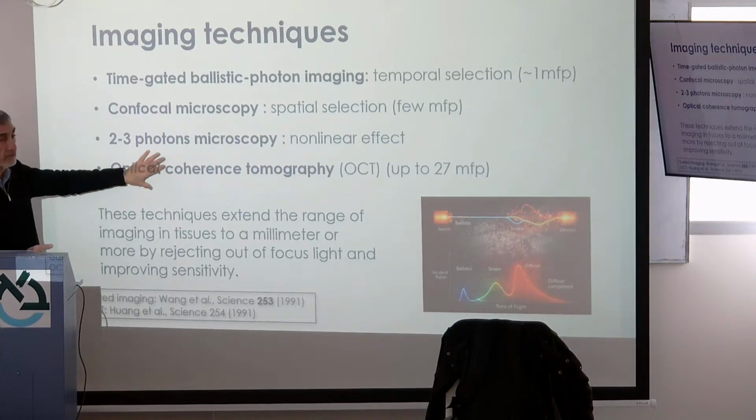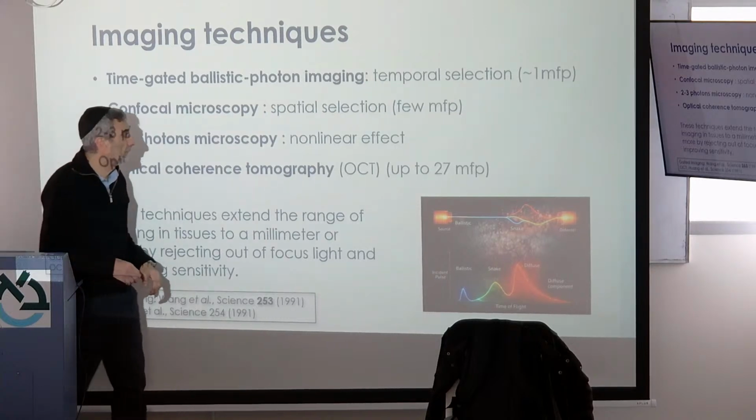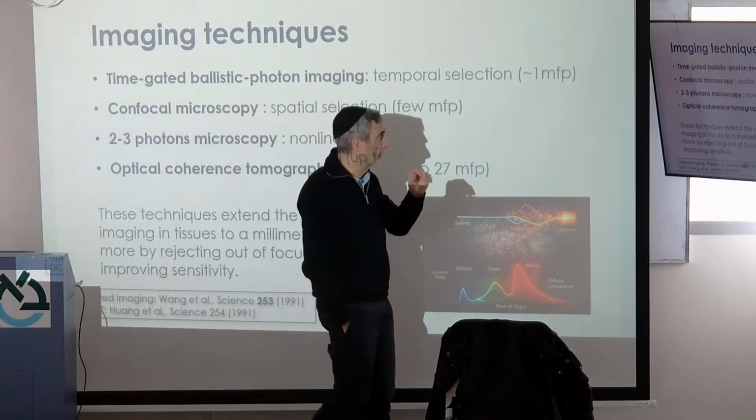This is strongly used, for instance, for imaging the retina, everything which is not too strongly scattering. So these techniques extend the range of imaging in tissues to up to 1 millimeter or more by rejecting out-of-focus light and improving sensitivity. There are some references here if you are interested.